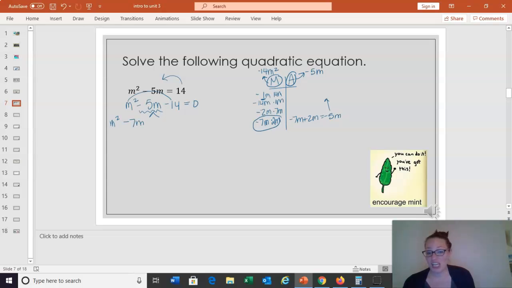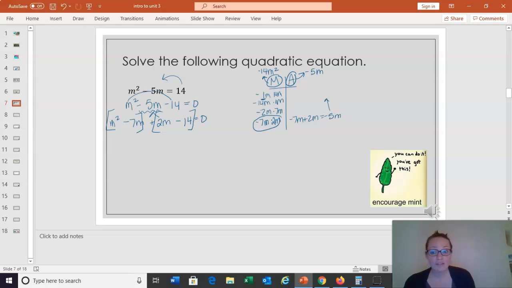Now remember, we're not changing the value of the quadratic at all. We're just changing the way it looks. So instead of negative 5m, we wrote negative 7m plus 2m. It's kind of like we're trying to trick it to be something it's not, so we can solve it. So now we're going to group the first 2 and group the second 2.